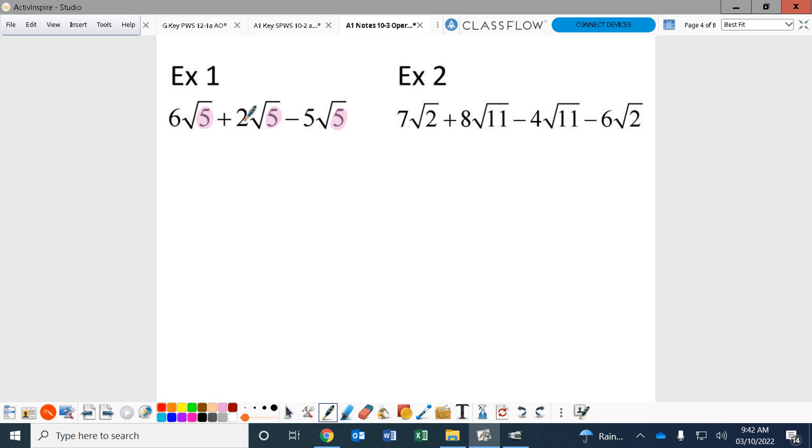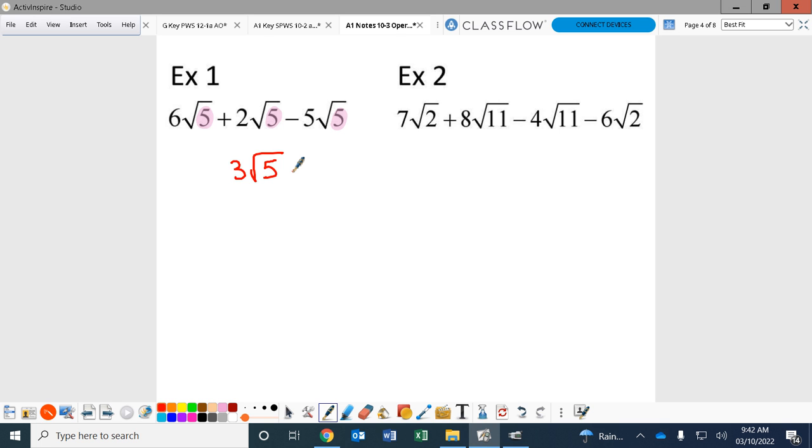6 plus 2 is going to give you what? 8. And 8 minus 5 is going to give you what? 3. And then you just put the square root of 5 behind it just like you would. Remember how you wrote 3x? Now you're writing 3 square roots of 5. It's the same concept.